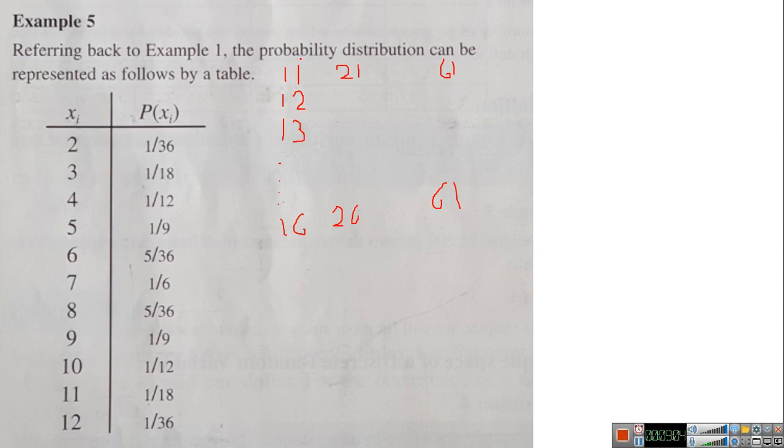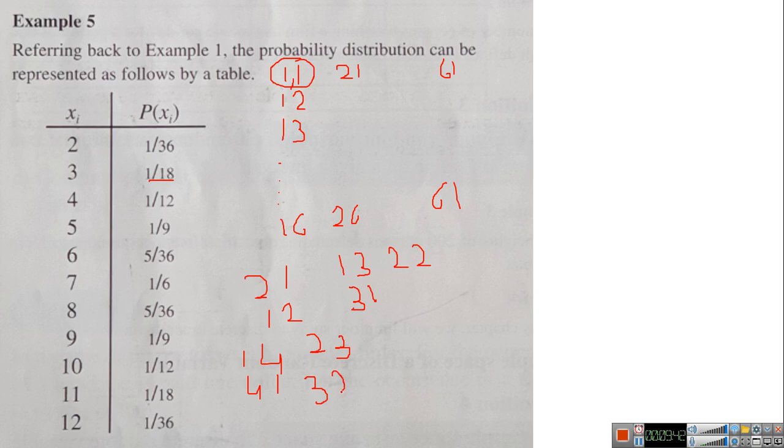So to get 2, I have only one choice, which is 1 1, out of 36 possibilities. To get a 3, either you have 2 1 or 1 2. So how many choices? I have 2 out of 36, which is 1 over 18. To get a number 4, either you have 1 3 or 3 1, or 2 2. So I have 3 out of 36. To get a 5, you have either 1 4, 4 1, 2 3, 3 2. Other possibility for 5, I don't have. 4 over 36, 1 over 9.